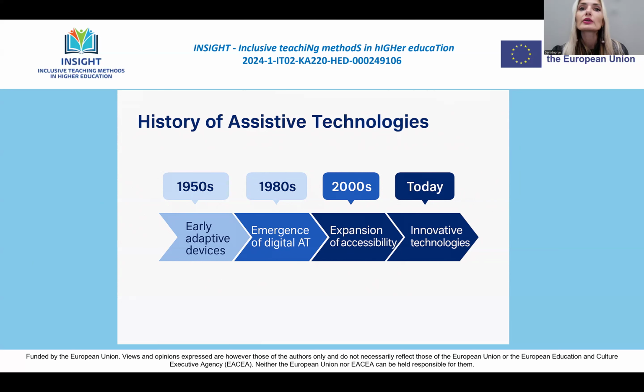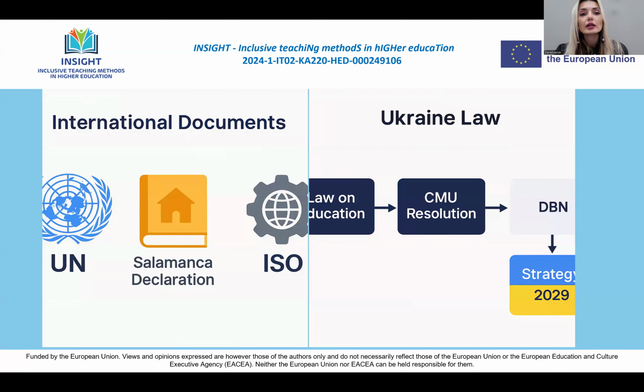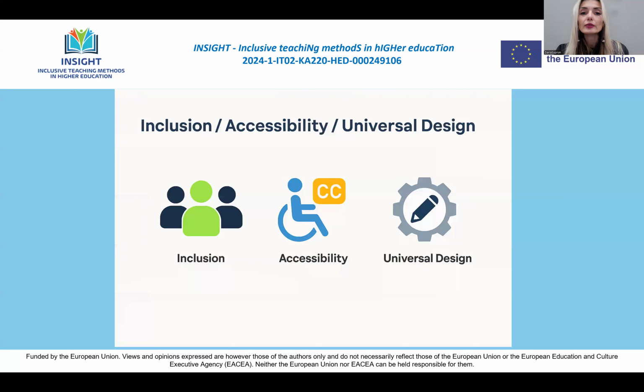And we have really legal regulation of this process with the next international documents and Ukrainian law. So it's different laws of the United Nations, the Salamanca Declaration, and ICF. And in Ukraine's local law, it's the Law on Education, Cabinet of Ministers resolutions, and so on. So we continue with such points where these different documents really regulate inclusion, accessibility, universal design.